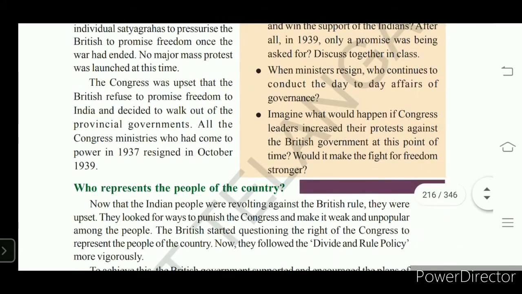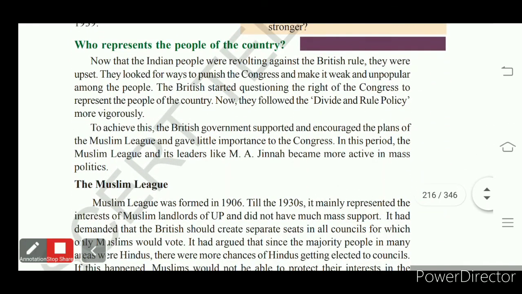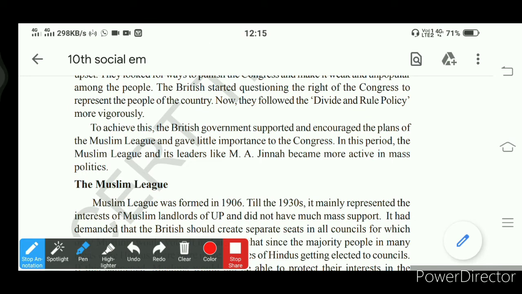Understand? The Muslim League is a party set up by Muslims in 1906. This party was working to protect the interest of Muslim landlords of UP. It worked for protecting the interest of Muslim landlords in Uttar Pradesh from 1906 to 1930. So it was not a popular party like the Congress.